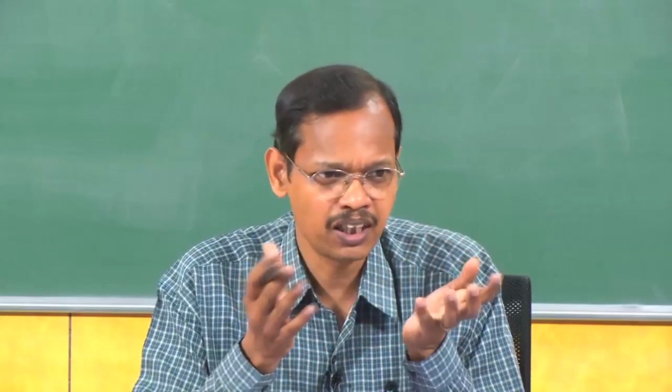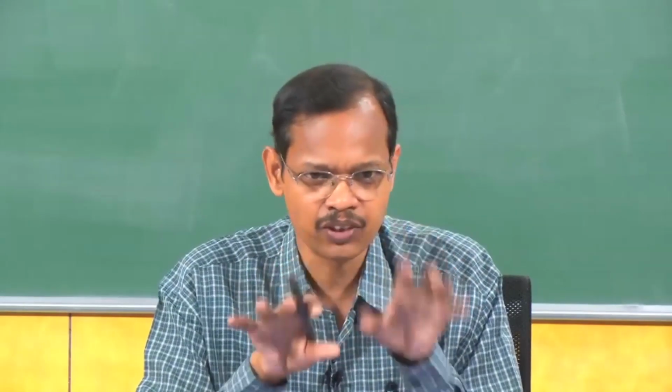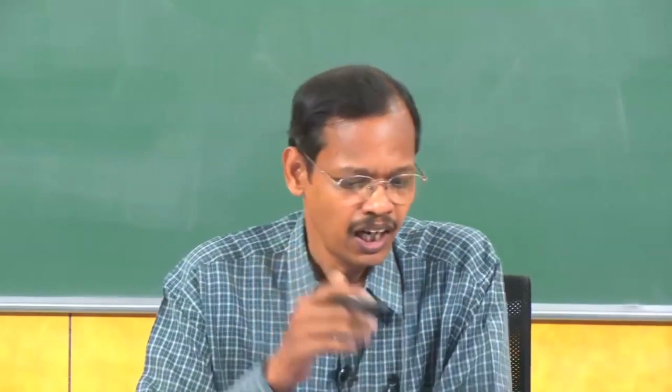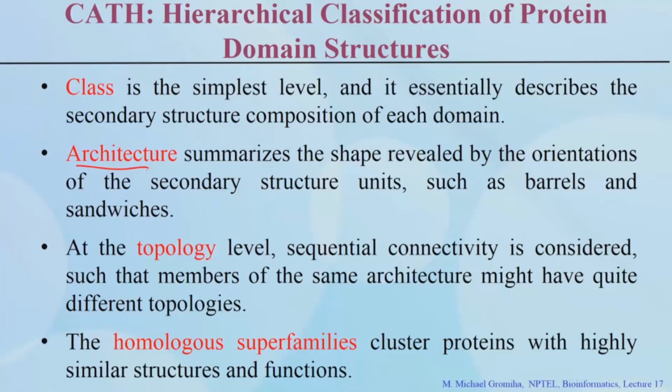Alpha, all alpha, all beta, alpha plus beta and alpha by beta, right. You can see the four different classes; this is the simplest way. And then go with the architecture. This summarizes the orientation of the structural units, like barrels or sandwich and so on.